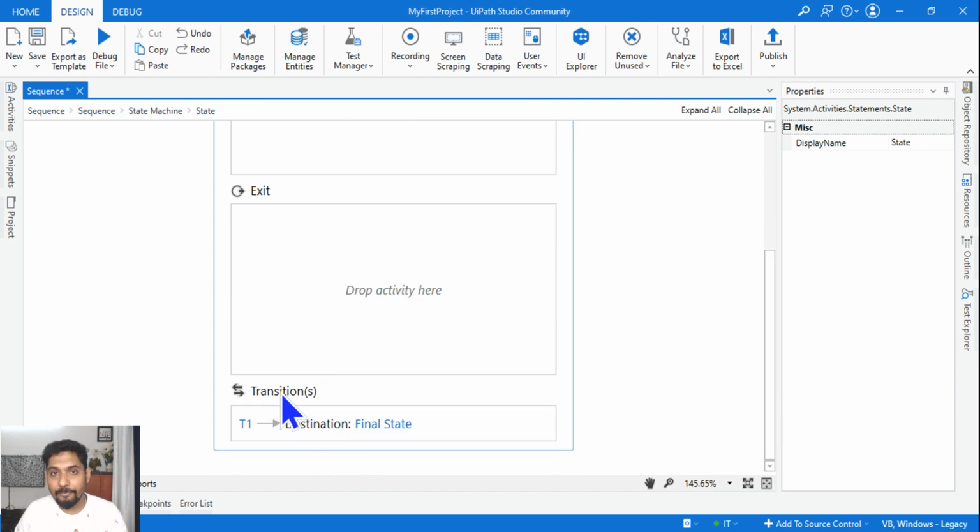You must have seen the REFramework, right? The entire REFramework is built on state machine. So this much you have seen.